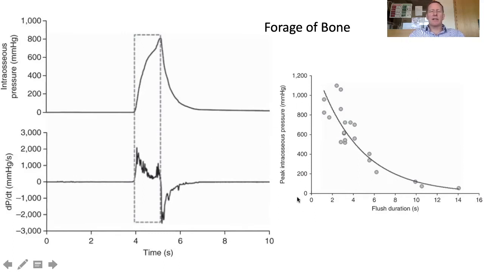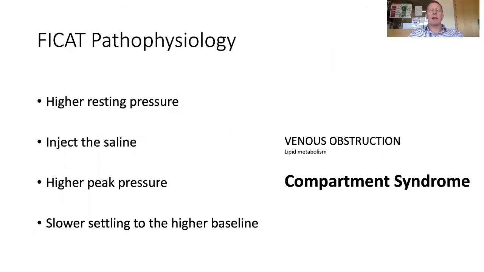And Fecat and Arlet found very predictable abnormalities in patients with avascular necrosis of the femoral head. And that was that the resting pressure, the baseline pressure, was higher compared to their controls. And then when you inject the same volume of saline, you get a higher peak pressure and you get a slower settling back down to that original higher baseline once again. And they inferred, and I think correctly, that the underlying pathophysiology was one of venous obstruction, and this makes it rather analogous to compartment syndrome.